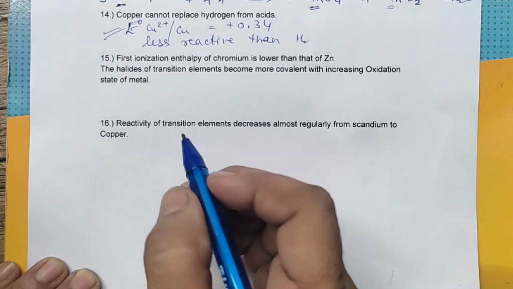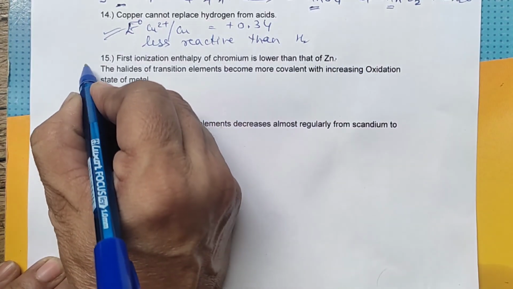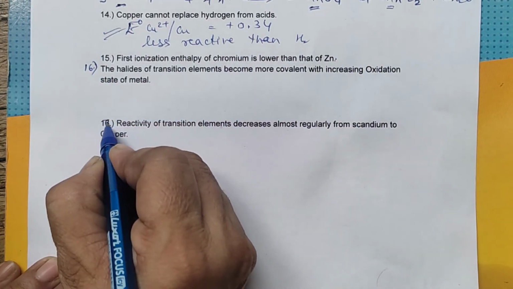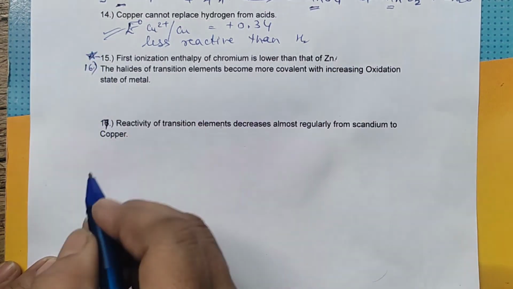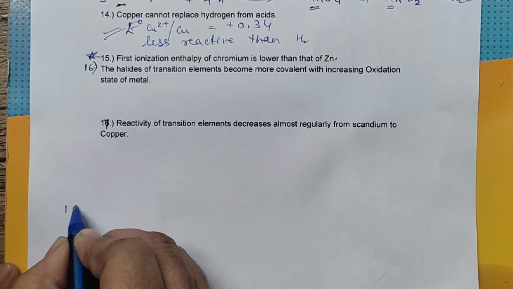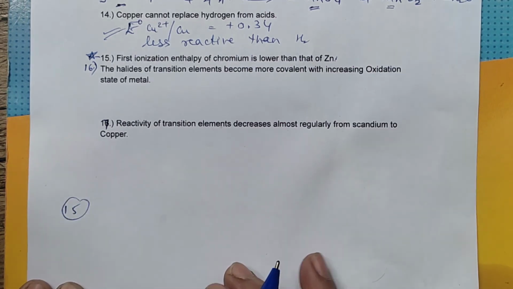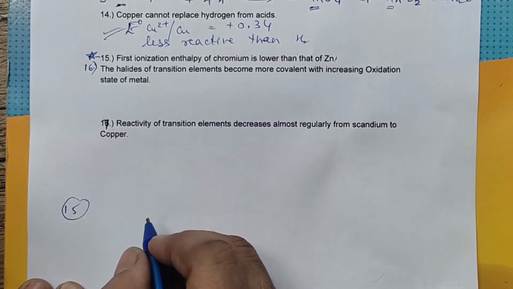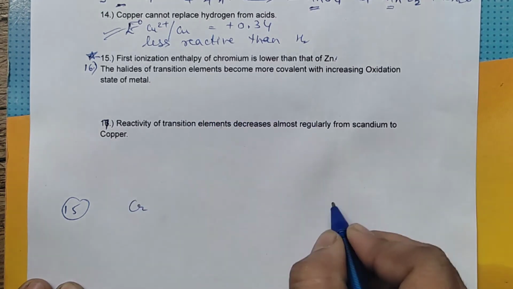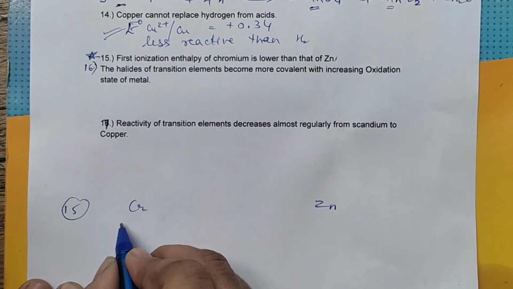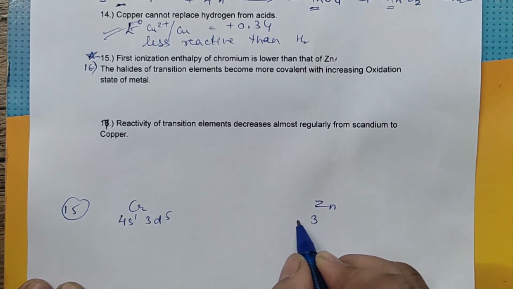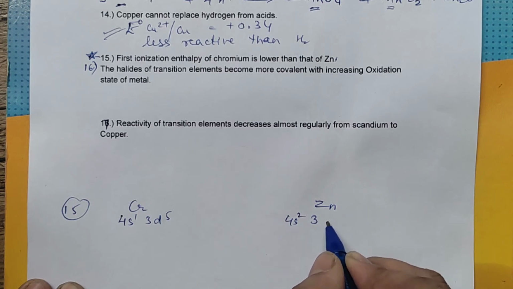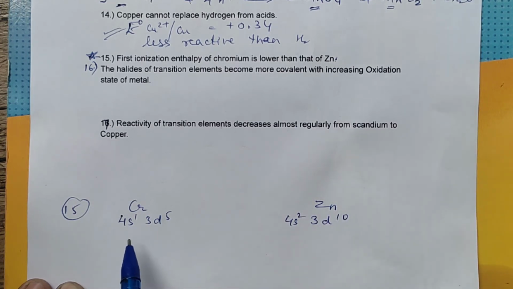I hope the numbering is wrong. This is 15, this one is 16 and this is 17 question. For this, I did not leave space. So for the 15th, I am writing the answer down. Chromium's first ionization enthalpy is lower than that of zinc. So for chromium and zinc, you will be writing the configuration. Chromium configuration is argon 4s1 3d5, and this is 4s2 and 3d10. Right?